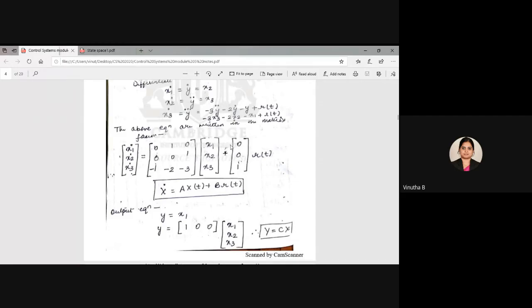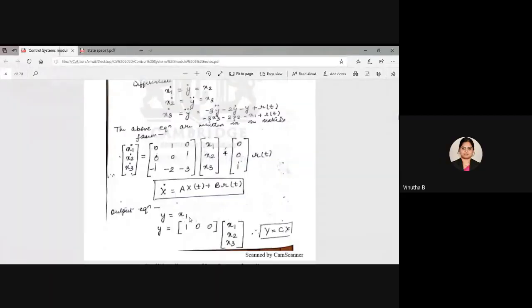Now, how did you get this? You can see from all the three equations, there is no r of t in the first equation, so I have taken it as 0. There is no r of t in the second equation, so take this as 0. But there is r of t in the third equation for x3. That's why I have taken this as 1.